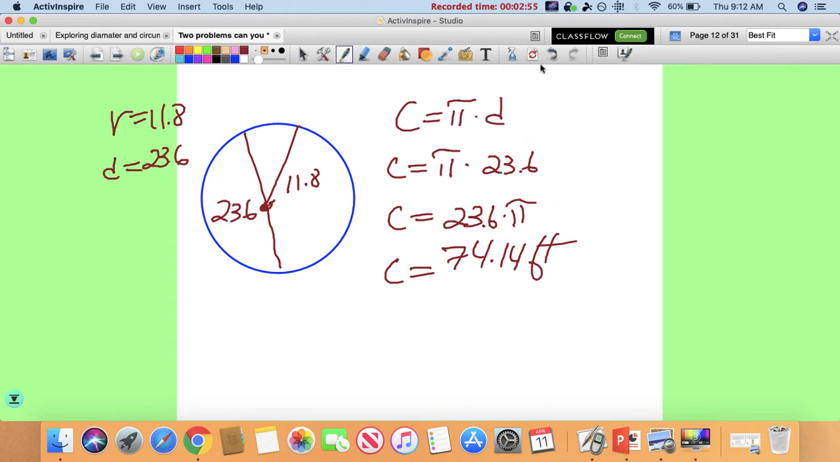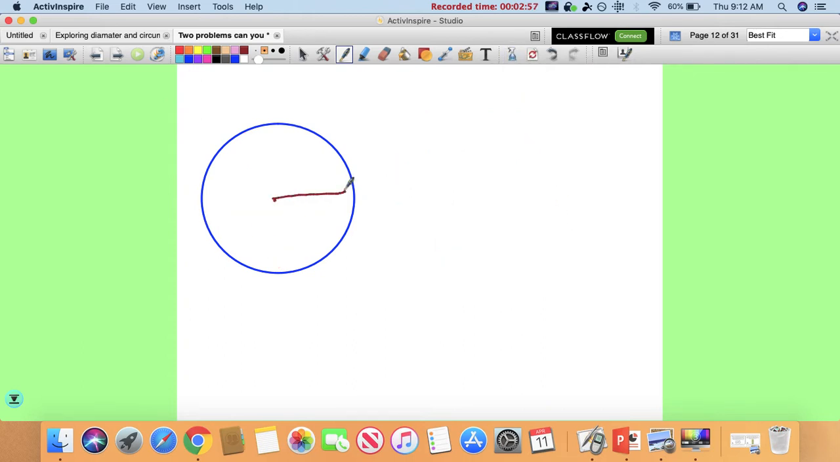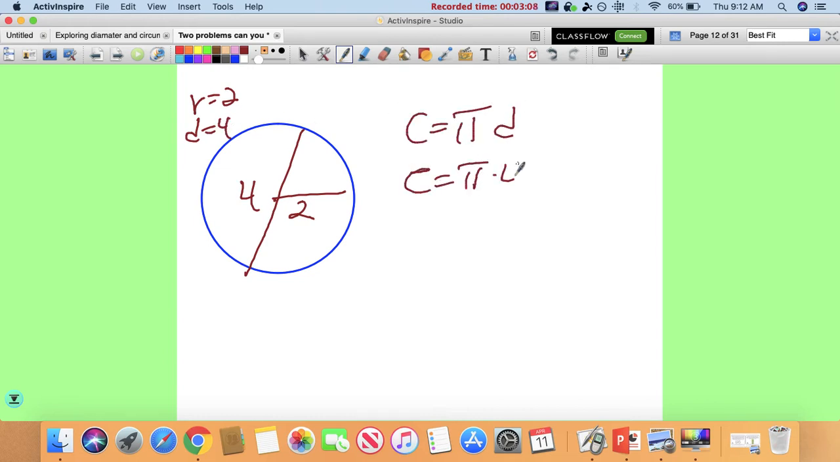Okay. Next one is 2. This one's pretty easy. So if that's 2, the diameter is 4. Right, radius is 2, diameter is 4. C equals pi d. C equals pi times 4. C equals 4 pi. Take that to the calculator. And it's going to give you C equals 12.57 kilometers.